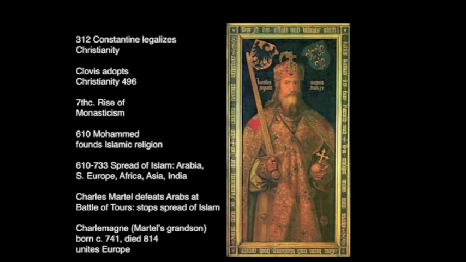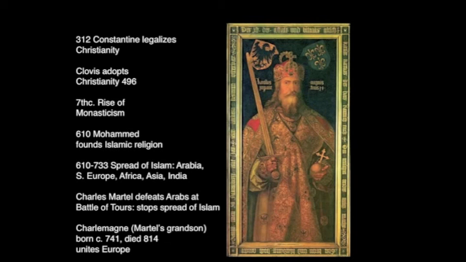But let's just kind of look at our little timeline to get us up to Charlemagne. In 312, Constantine legalizes Christianity with the Edict of Milan. Clovis adopts Christianity in 496. Christianity is really becoming solidly established in European territory. In the 7th century, you have the rise of monasticism. These monasteries established by Benedict are flourishing, and not only Benedictine monasteries, but also other sects of monasteries.